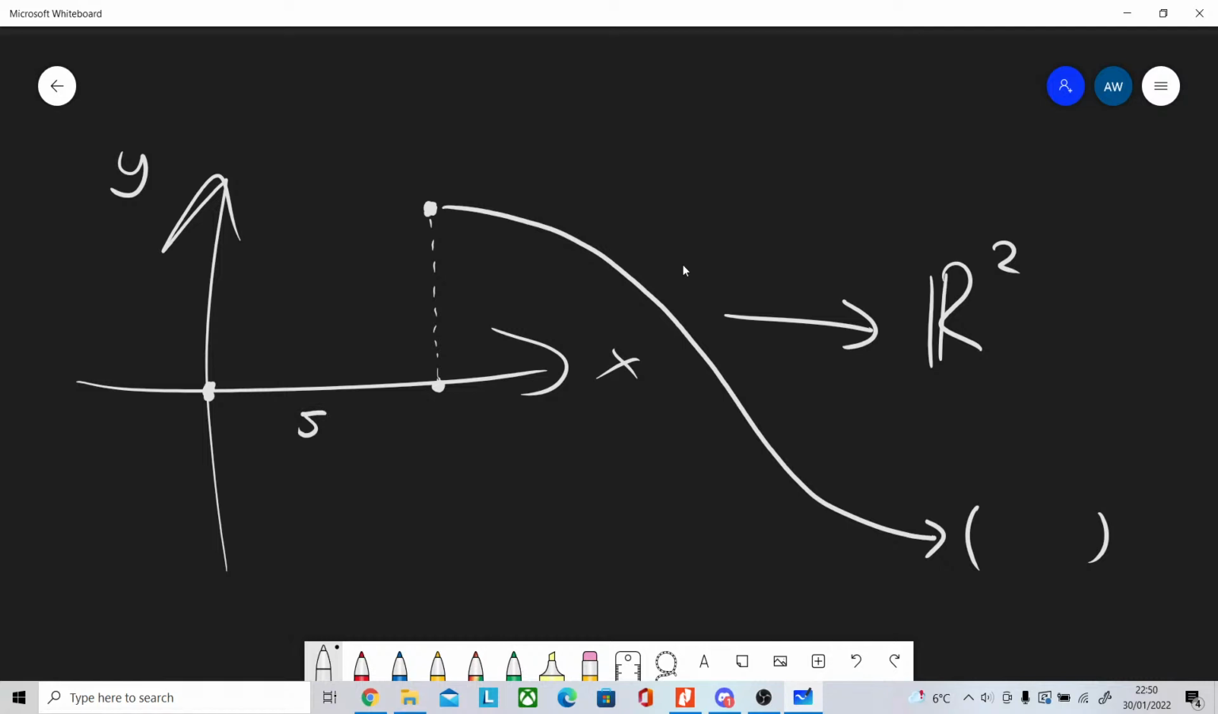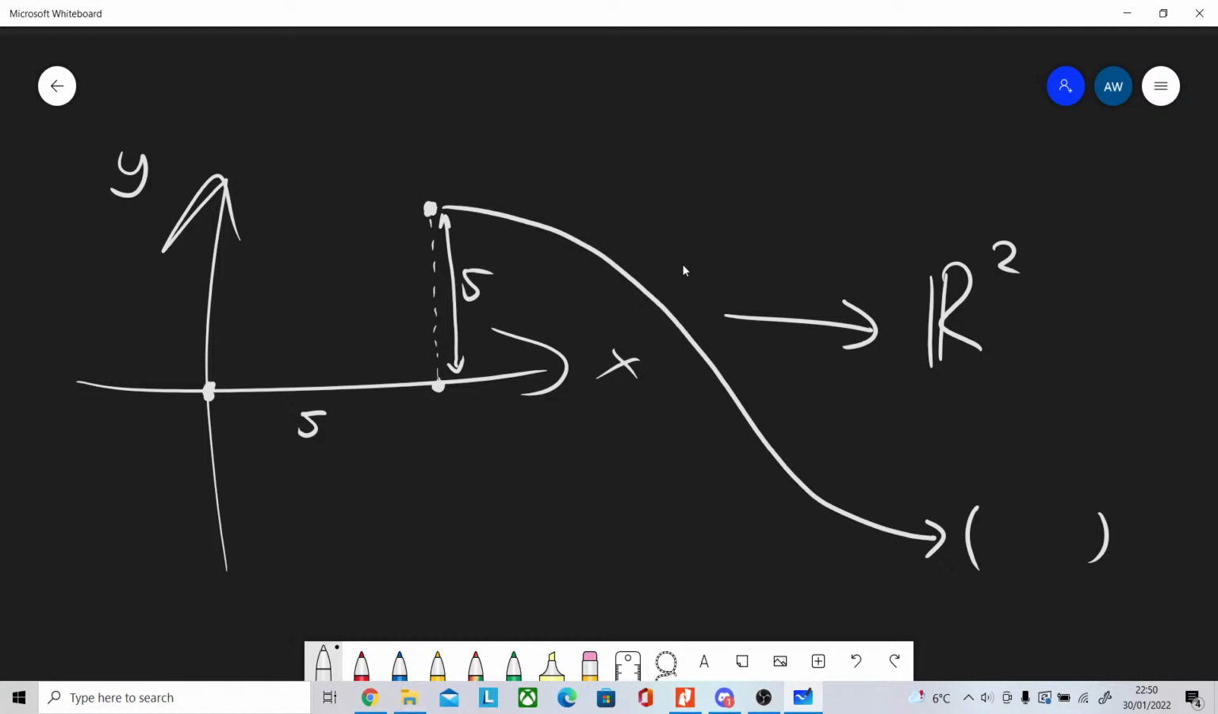And next what I'll do is I'll take the height of this point, right? I'll take a ruler and I'll measure the height. Maybe that's also 5.